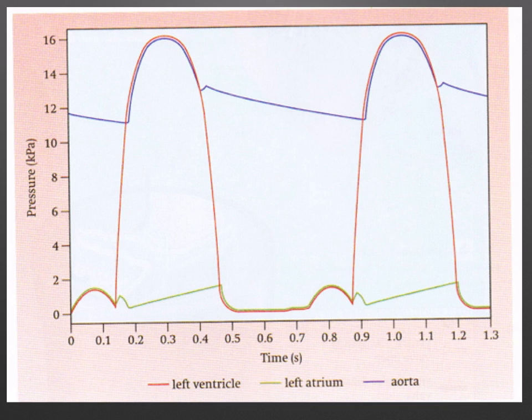So let's identify where systole is occurring in the heart. This is where you're going to look for the peaks. So looking at the orange line, where do you think ventricular systole is occurring?